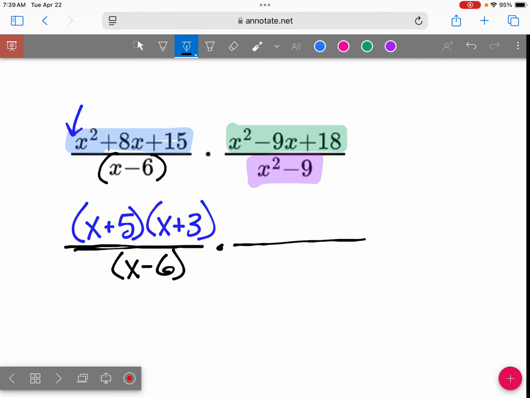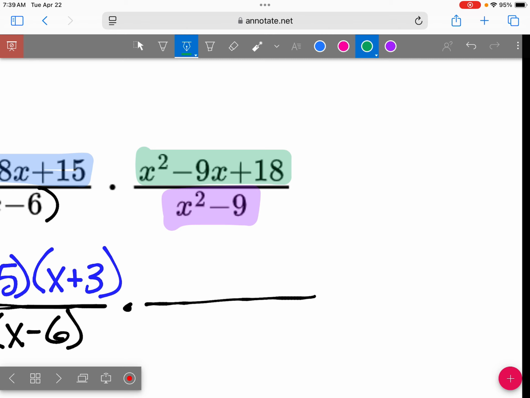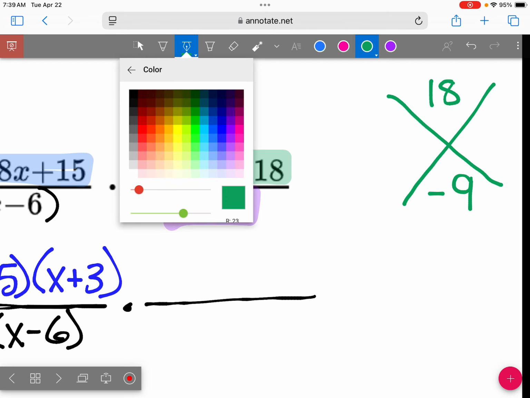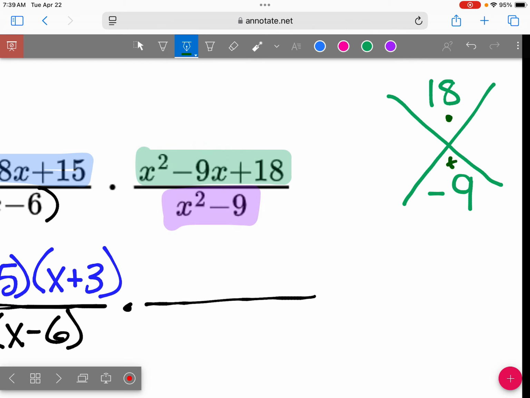Then we're going to do the very same thing over on these right 2 pieces. Let's take our green one. This top left, x squared minus 9x plus 18. On the top of the x frame, we put our a times c, 1 times 18, so we get 18. Our b is -9. What pair of numbers will multiply to make a positive 18 and add to make a -9? -3 and -6.